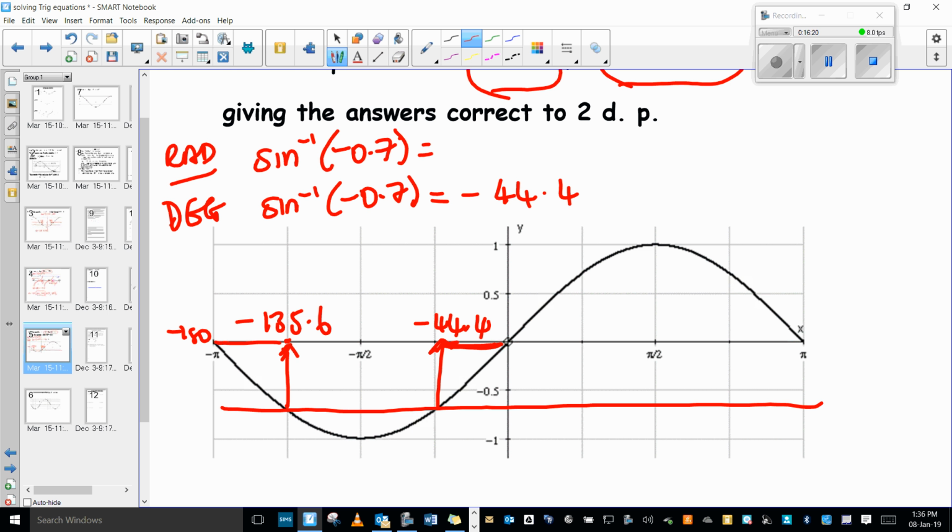If you had done negative 44.4 plus 180, you would have got positive 135.6. And so then you can think, oh, hang on a minute, it must be negative because it's on this side. So there's lots of different ways that you can get this actual number, but you need to make sure you find the best way of doing it.